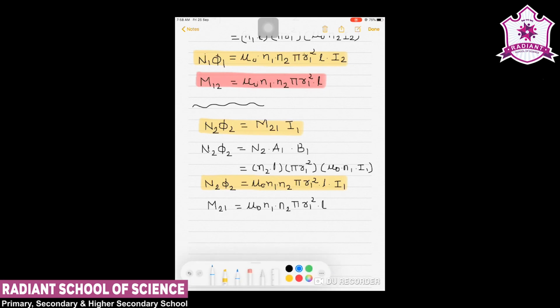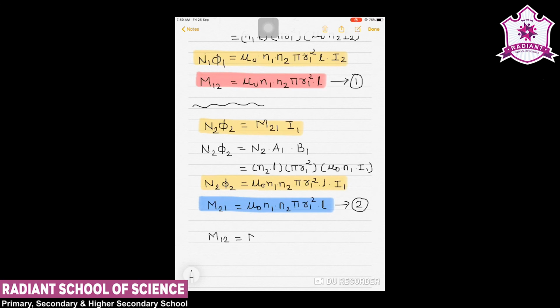Here if we consider the case, suppose I call this result 1 and that result 2, I can compare and say from 1 and 2 that M12 is equal to M21, that is equal to M. So we have demonstrated this equality for long coaxial solenoids. However, the relation is far more general.